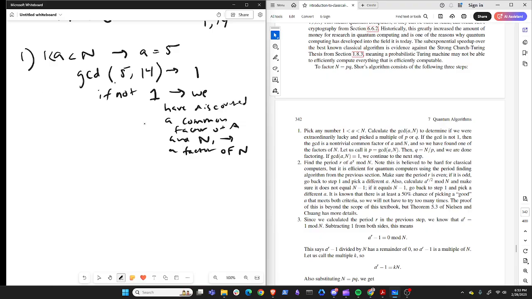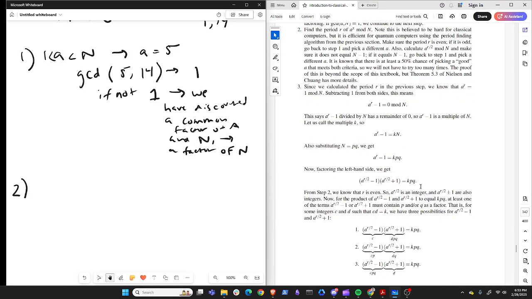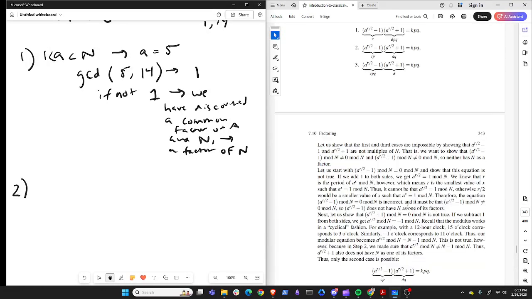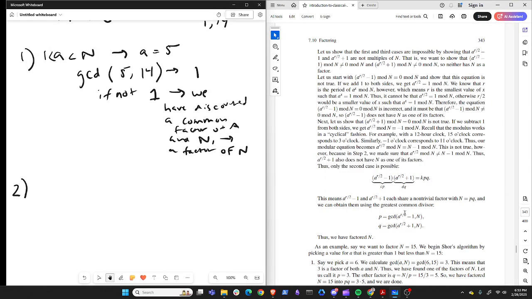So the greatest common divisor of 5 and 14 gave us 1, so we have not found a factor of n. We'll go to step 2. We'll find the period r of a raised to the x power modulus n. It's pretty difficult for classical computers, but we can calculate it with quantum, fairly straightforward. So to calculate the period r, we work through this.